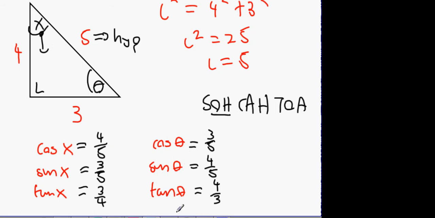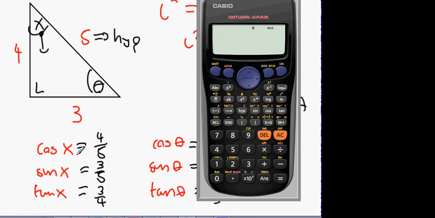I can use any one of these I want. See, cos x equals 4 over 5, sin x equals 3 over 5. What you do is, cos inverse 4 divided by 5. It tells me that the angle in question is 36.87. What happens if I use tan inverse instead? Tan inverse 3 over 4. Once again, 36.87.